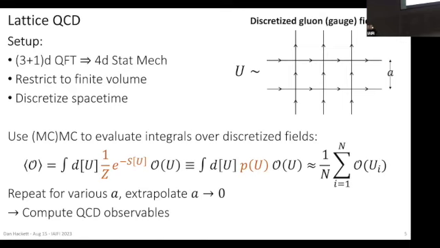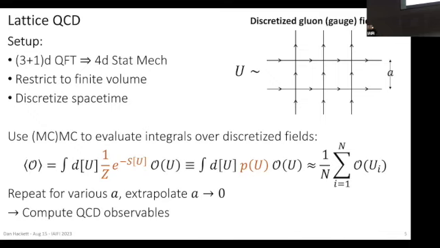Once we have the fields discretized, we have a finite number of degrees of freedom. So our continuous infinite dimensional path integral turns into just a multi-dimensional integral. And what that looks like is this. If I have some operator O and I want to compute an expectation value of it, it's this integral here. You have the operator, you integrate over all the gauge fields, and then here you have the weight.